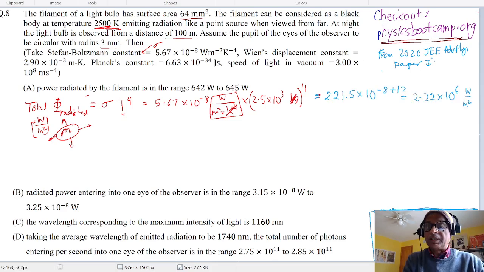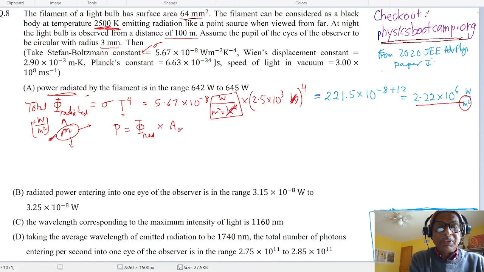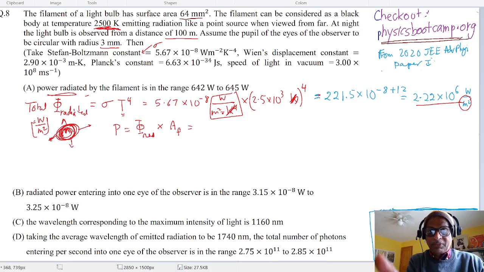Okay, so I did the calculation here and I got this as a flux. But the question is about power, which means I have to multiply by the area. So power will be the flux radiated times the area of the filament. That's the surface area of all this filament. If you model it as some kind of material with a surface, all the surface area added up is 64 millimeters square.